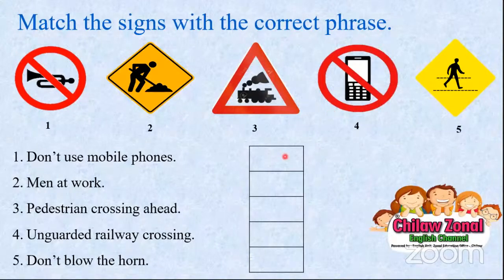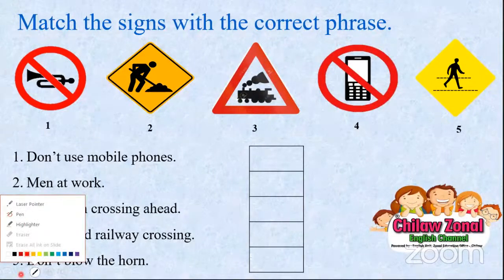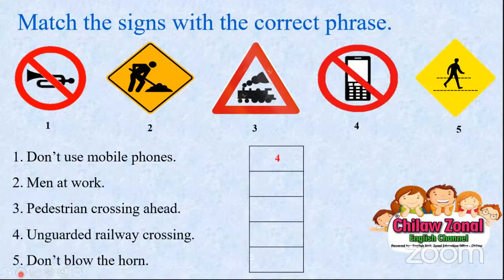Okay, let's discuss what are they. And the first one, don't use mobile phones. Here we can see a picture of a mobile phone and there's a line across it. So the fourth picture relates with it. Fourth picture, don't use mobile phones. Next one, men at work. On roads, we can see this sign. So the second answer is the second picture. Second picture is the correct one. Third one, pedestrian crossing ahead.